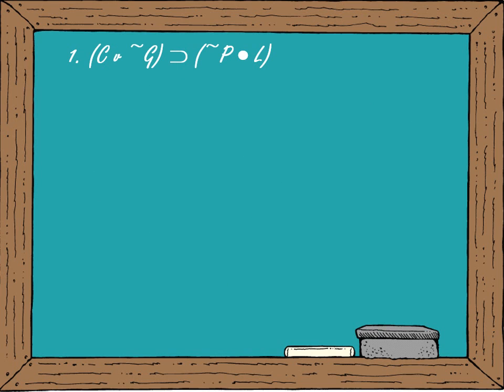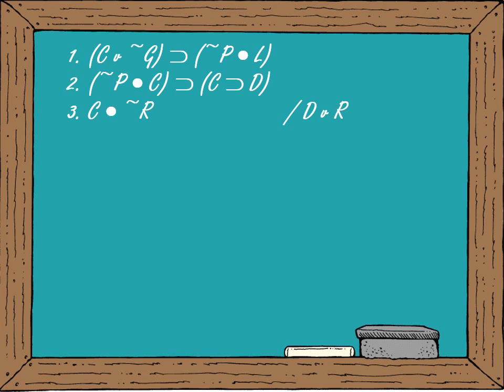This one's going to be a little daunting. This is a pretty complex premise, and so is this one. Two horseshoe claims and some conjunctions, horseshoes, and wedges embedded in them. And C and ~R will be our third premise, the simplest one. We're going to try to get to the conclusion that D wedge R. Now, this is going to be difficult.